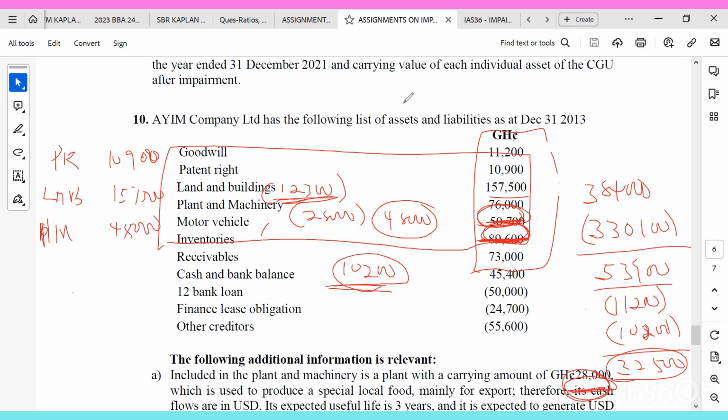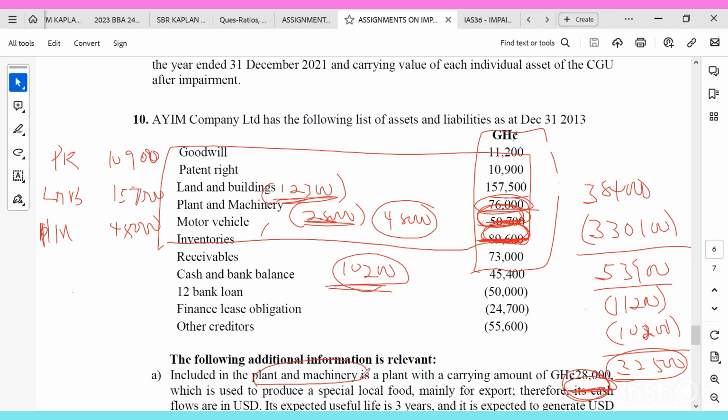Why 48,000? Because 28,000 of this particular value is not impaired. So we can't include it and share the impairment loss to it. If you are including it, it means that you are telling us that part of the 28,000 is also impaired. So we use the 76,000 less the machine which is not impaired, as we have computed. So plant and machinery will be 48,000. Okay. So that is the value.